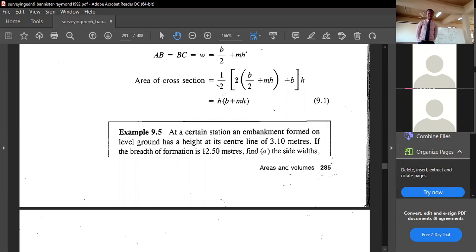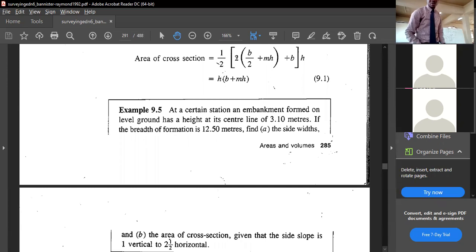If the breadth of formation is 12.50 meters, find the area of the cross section, given that the side slope is 1 vertical to 2.5 horizontal.